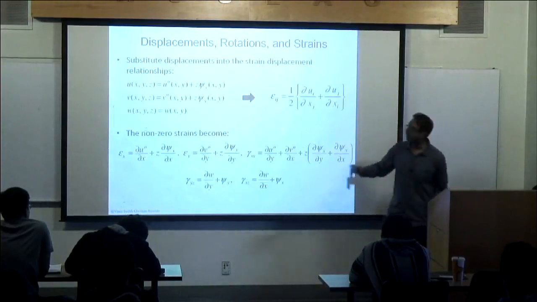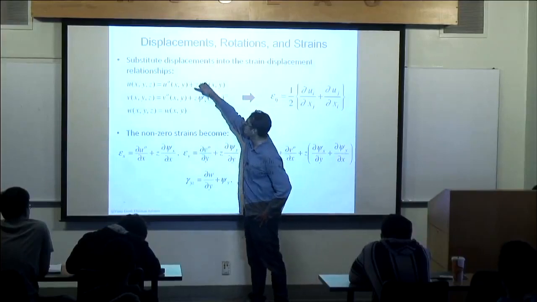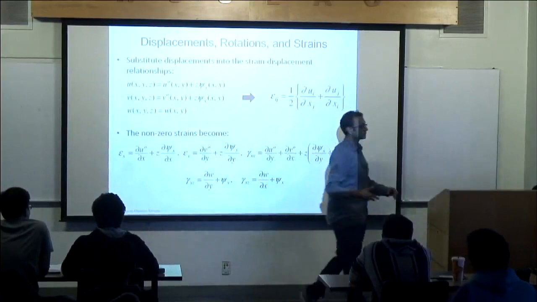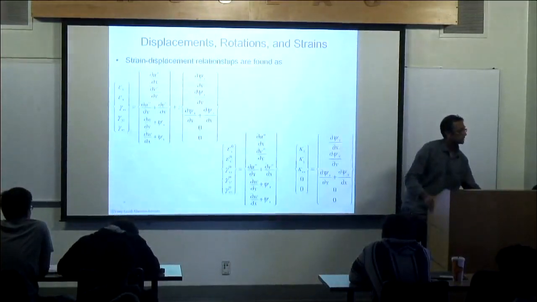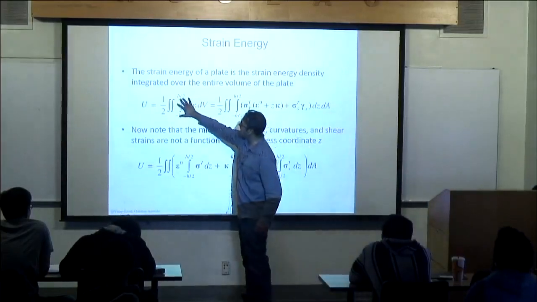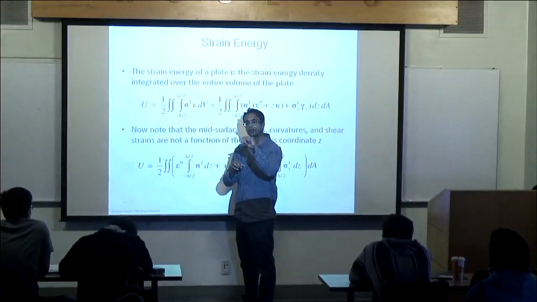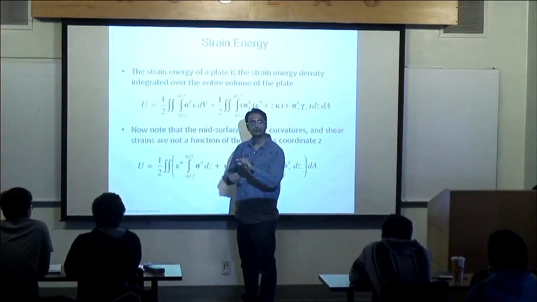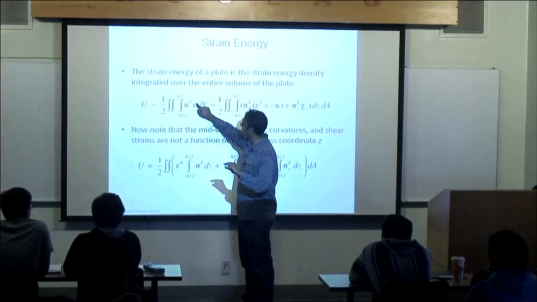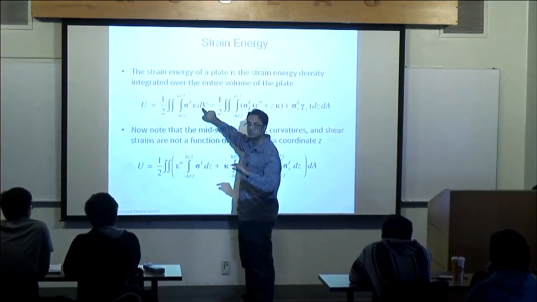One more time. You agree that none of this stuff depends on Z? Except for here, it's an explicit function of Z. Because of that, I can do a trick. I can integrate now all my strains from minus H half to H half. So what I'll do, integrate through the thickness, leave the in-plane direction alone, because my D volume will be taken care of that way. And this here is basically dz, and then this will be dx dy.